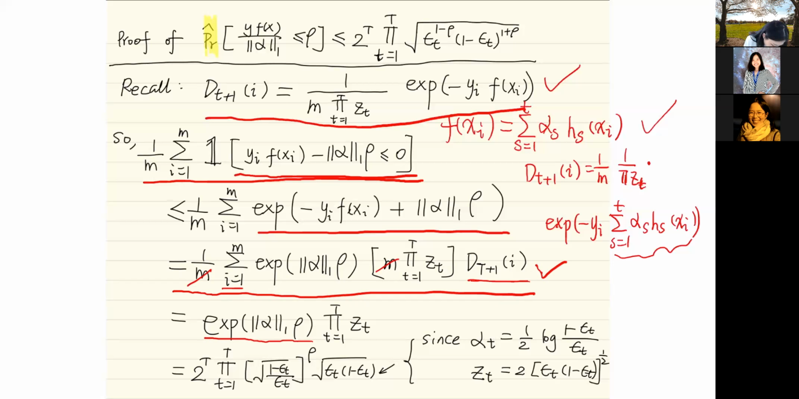Okay, so also you know that alpha_t is chosen to be half of logarithm of (1 minus epsilon_t) divided by epsilon_t, and Z_t is chosen to be 2 multiplied with (epsilon_t (1 minus epsilon_t)) to the power half. Then you know that this holds, right? Just by replacing the alpha and the Z. Okay, so overall you've achieved this margin distribution proof.